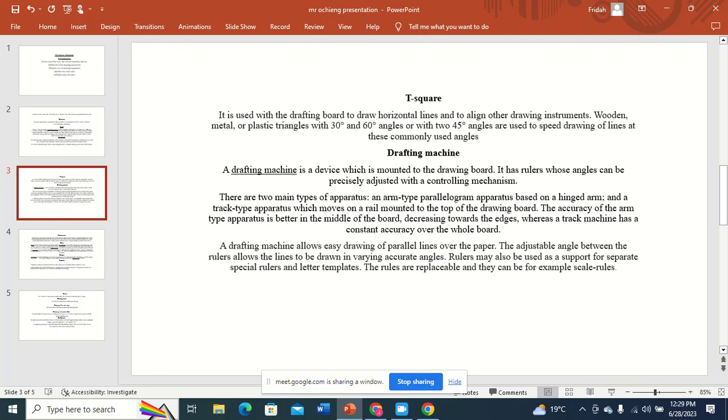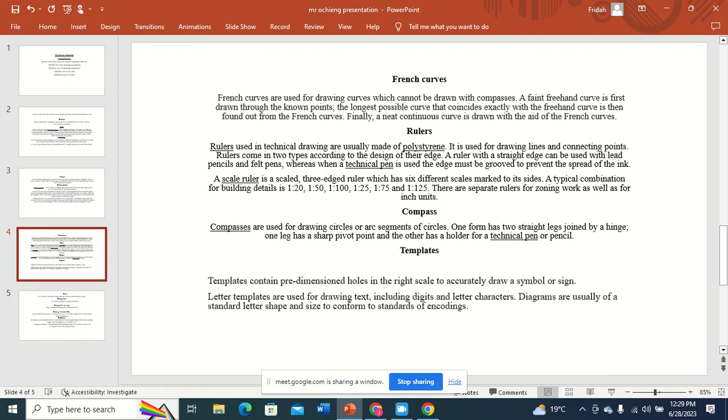I have a T-square. It is used with a drafting board to draw horizontal lines and equally to align other drawing instruments. That's good. Any other drawing instrument? Oh yes, we equally have a drafting machine. We have the rulers.